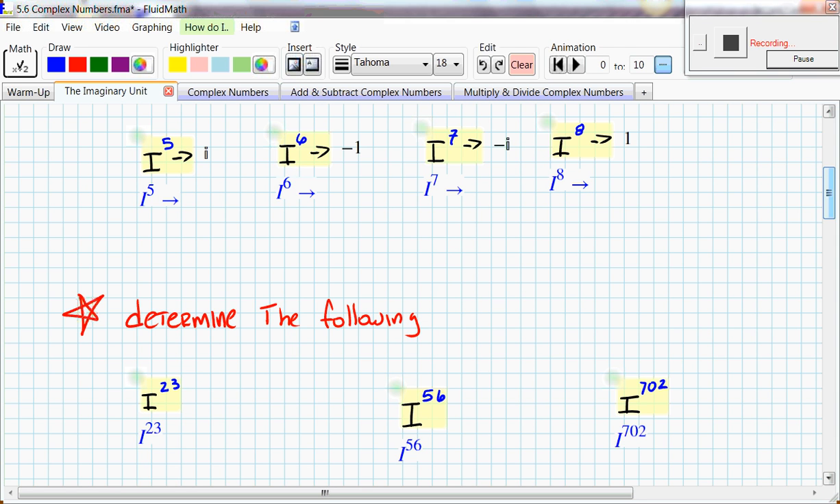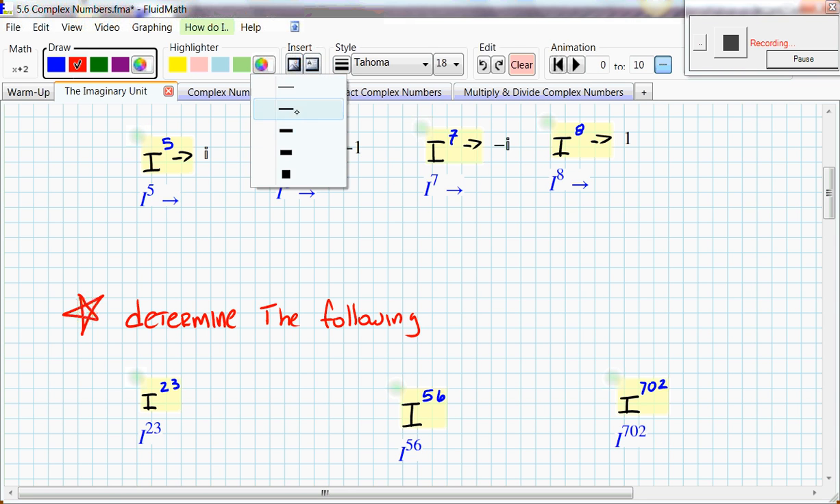Divide 56 by 4. How many times does 4 go into 56? And if it goes an even number of times, then it's going to be the same as i to the first. And if it goes with a remainder of 2, it's i squared, and 3 is i to the third, and 4 is i to the fourth. You are 100% correct. So check this out. This is how it works. Can I show you guys? She picked up on something very, very cool.